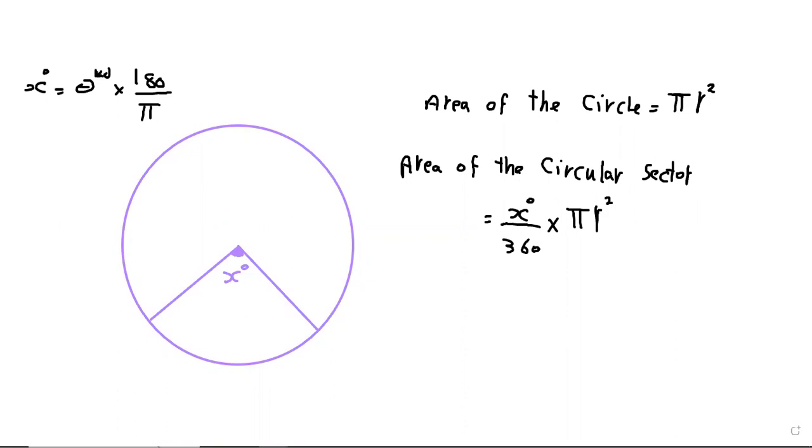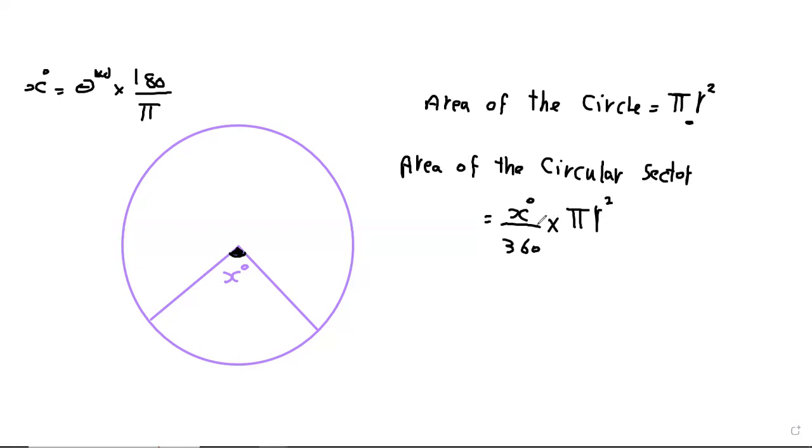And the area of the circular sector is proportional to the angle formed by the radii at the center of the circle. If we look at this circle here, you know that the area of the circle is pi r squared. What is the area of the circular sector? Because its area is proportional to the area of the circle, proportional to the central angle here, we can find the area of the circular sector by using this rule: x degrees over 360 multiplied by the area of the circle.